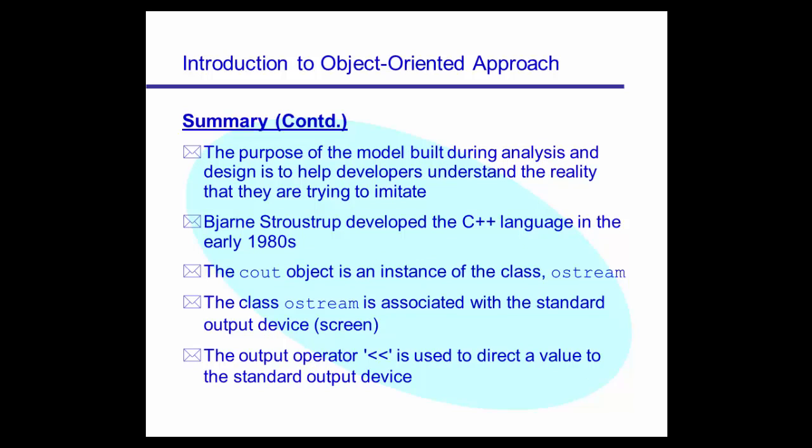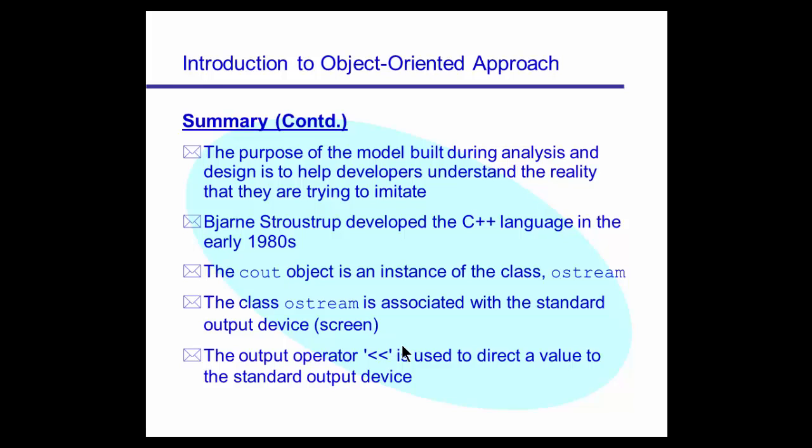Here in the example we studied, the class ostream is associated with the output device. The duty of cout is just to take the string inside the quotations and put it on the output screen. The less-than operator used here directs the output, or the string, to the standard output device. It is also known as the insertion operator.